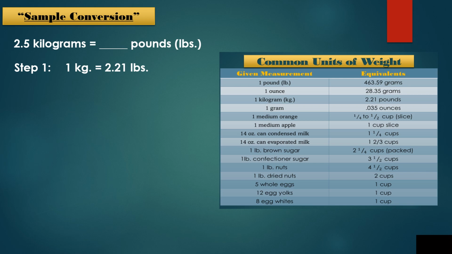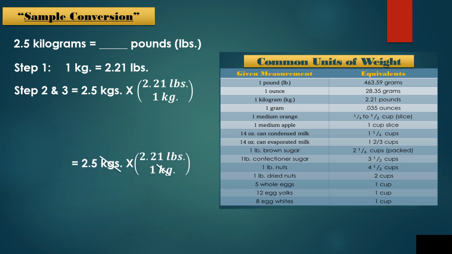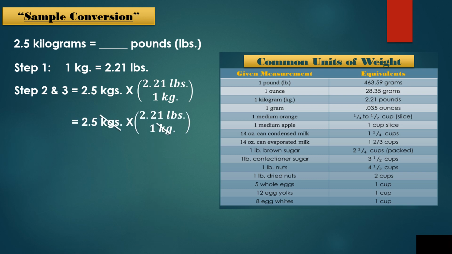So, nandito siya sa pangatlo. Okay, 1, 2, 3. Nasa pangatlo siya. And then, step 2 natin. Sa step 2, yung 2.5 kilograms, ita-times natin siya sa 2.21 pounds over 1 kilogram. So, next, ika-cancel out natin si kilograms para maiwan or para makuha natin si pounds. Cancel out natin yung kilogram.